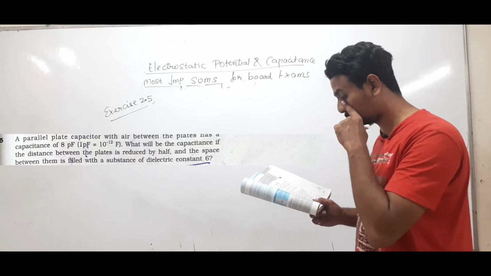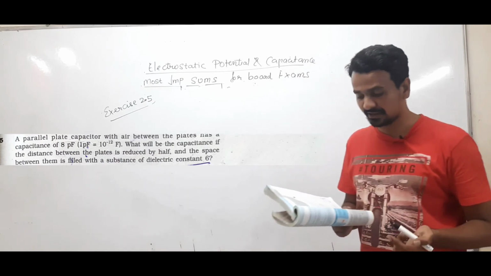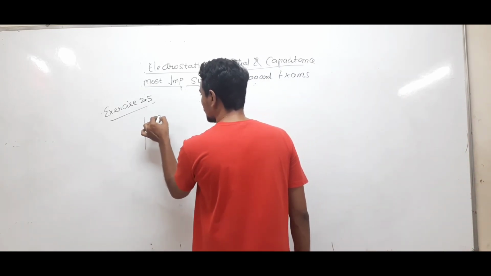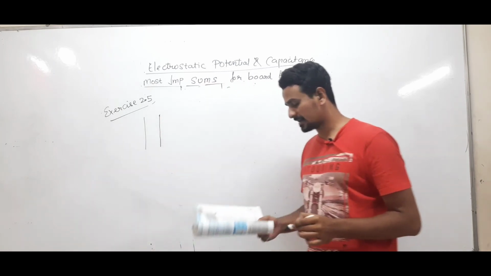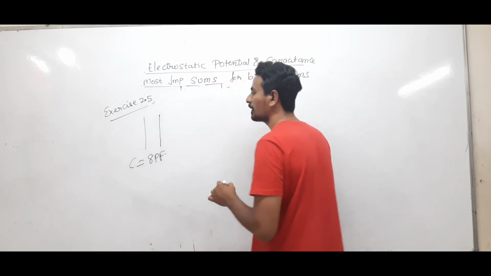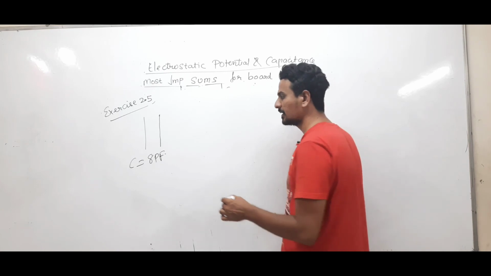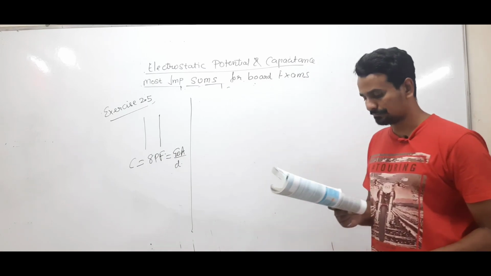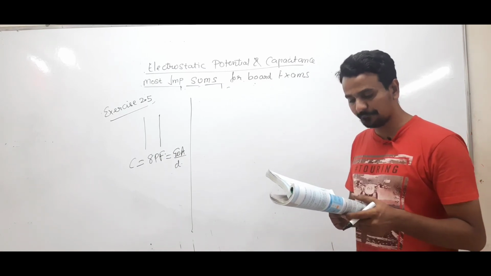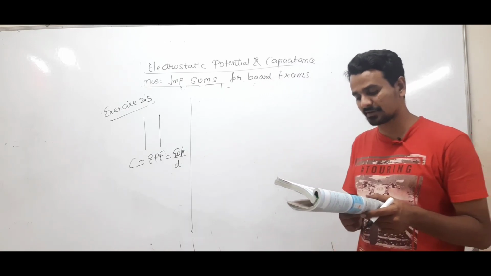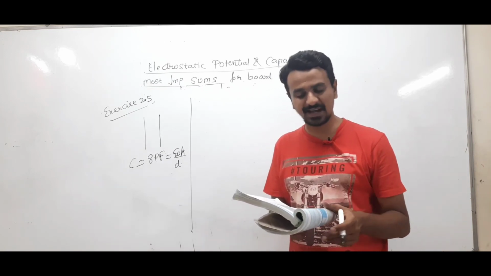In another sum, exercise 2.5: a parallel plate capacitor with air between the plates has a capacitance of 8 picofarad. Parallel plate capacitor, air is a dielectric, so the capacitance is 8. What is the formula for finding the capacitance of a parallel plate capacitor? We know that it is epsilon naught A upon D. Now, what will be the capacitance if the distance between the plates is reduced by half and the space between them is filled by a substance with dielectric constant 6?